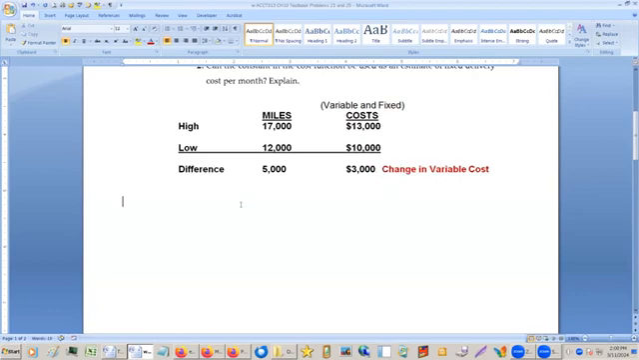And so we can figure out what the variable cost is per unit. Okay, and I'm going to come up here. So we always take the cost and divide it by the units, which in this case is going to be miles.